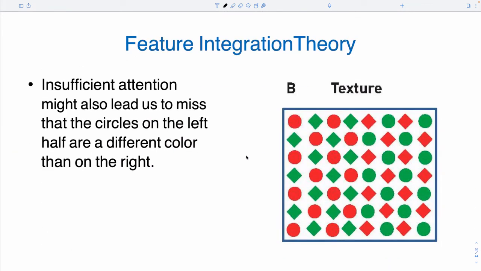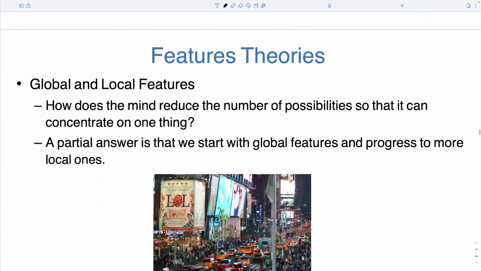In feature integration theory, insufficient attention might also lead us to miss that the circles on the left half are a different color than on the right. Uh-oh. Yeah, if you're like me, you didn't notice. To notice that, we really have to focus our attention, and then we can quickly see it.